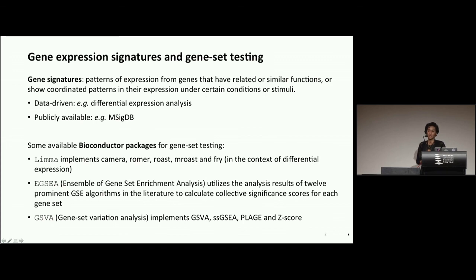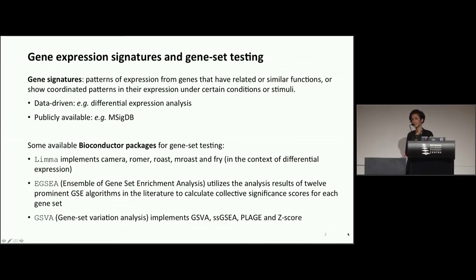When you look at the literature, there are several gene set testing approaches available, and there are a number of Bioconductor packages that you can use to apply these gene set testings. For example, we have limma, which implements several gene set testing functions, for example, Camera or Fry, but these are all in the context of differential expression. We also have EGSEA, Ensemble of Gene Set Enrichment Analyses, that uses a variety of gene set enrichment algorithms in the literature to calculate the collective significance score for each gene set.